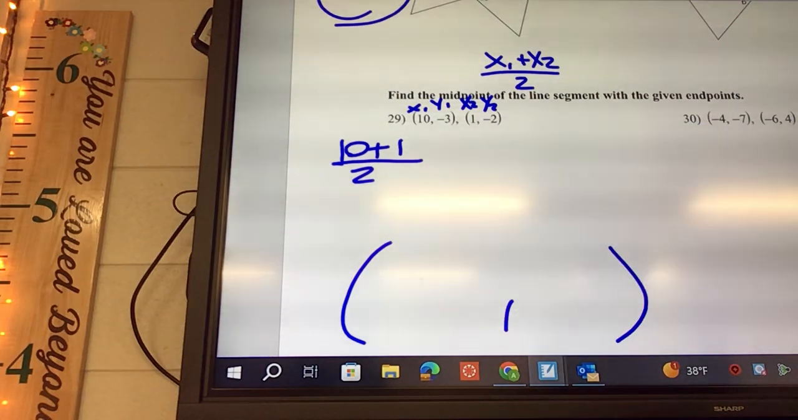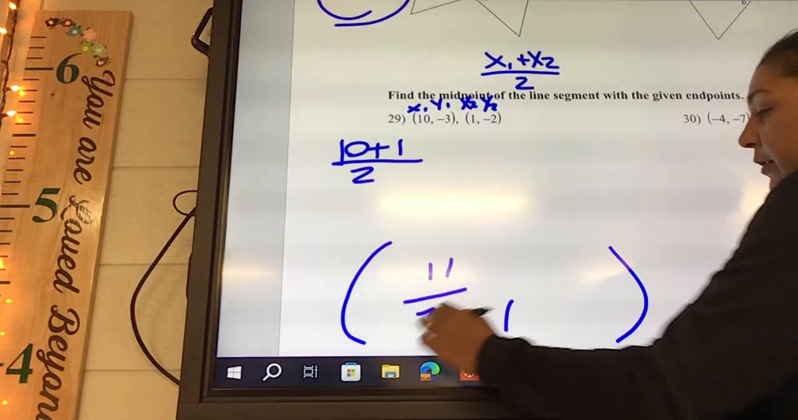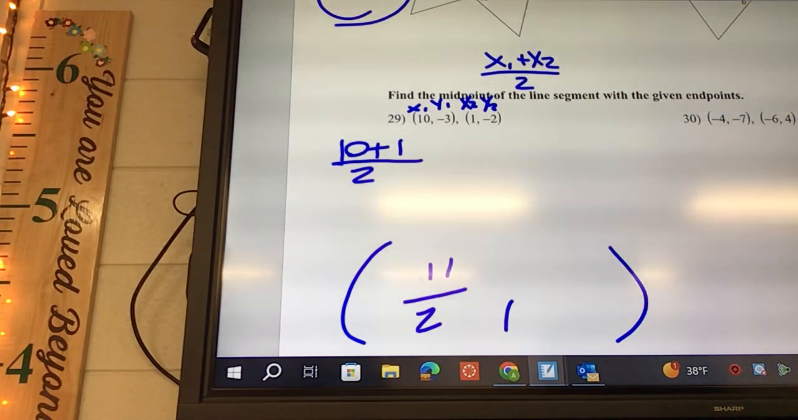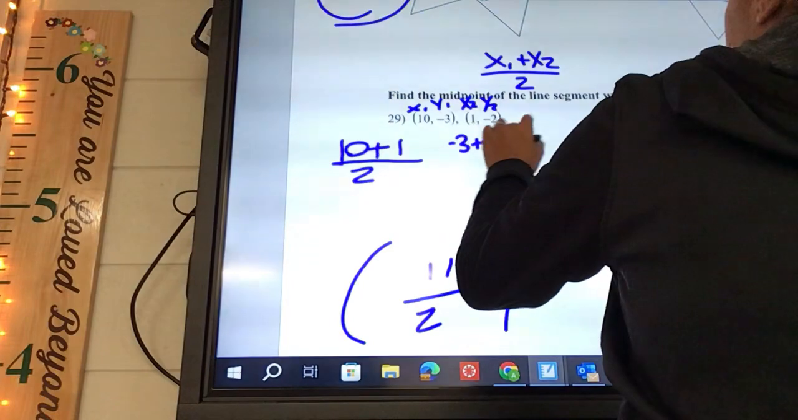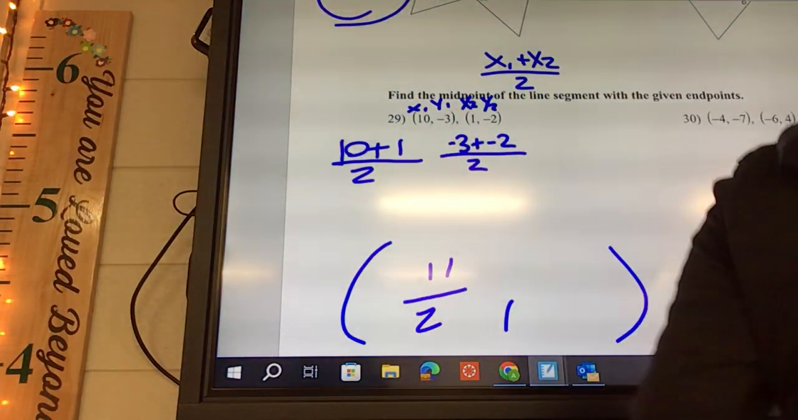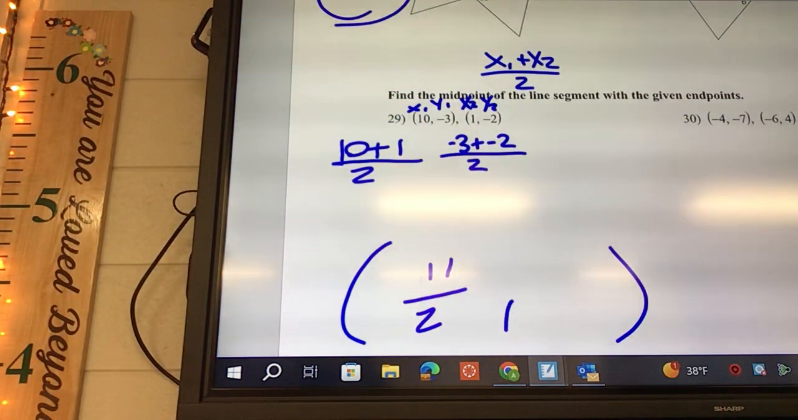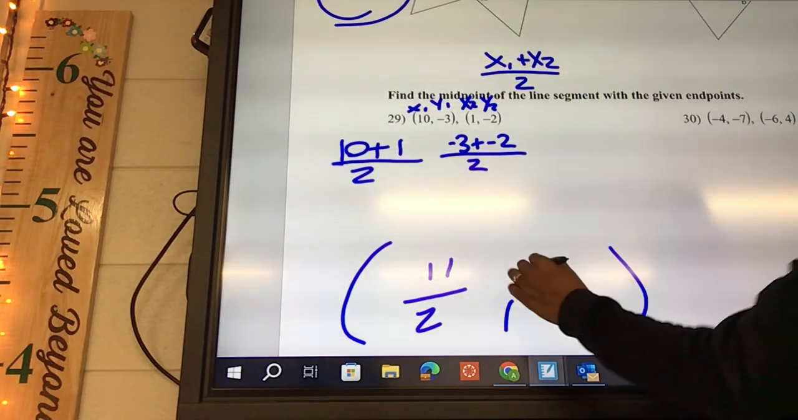Do we do a fraction or a decimal? Fraction. Some of you guys are still doing a decimal. You need to do a fraction. For the y's, we're going to say y1, which is negative 3, plus y2, which is negative 2, over 2. Negative 5 over 2.